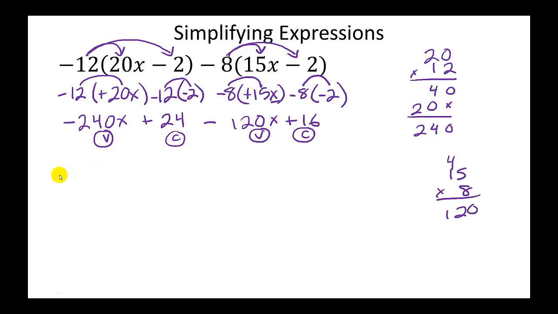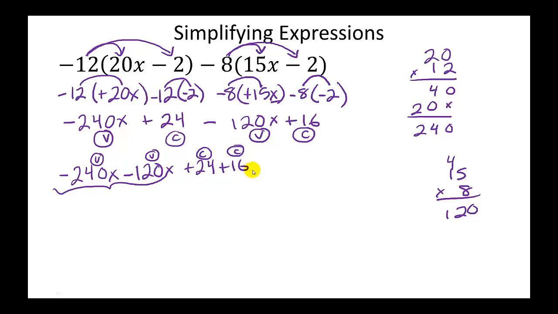So we have variable terms of negative 240x and a negative 120x. These are both variables. And we have a positive 24 and a positive 16 as our constant terms. So now we just need to combine the like terms, and then we will be done. Negative 240x, it's going down, and a negative 120x is going down. Our variables are the same, so we can combine.